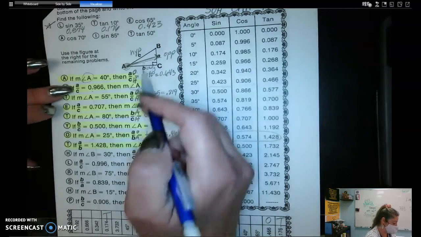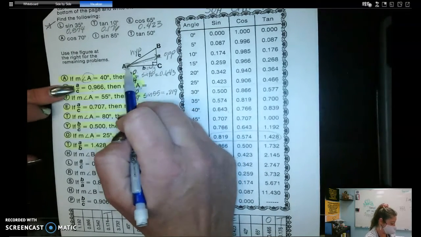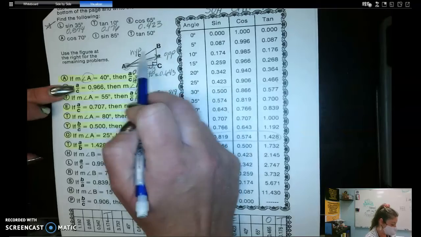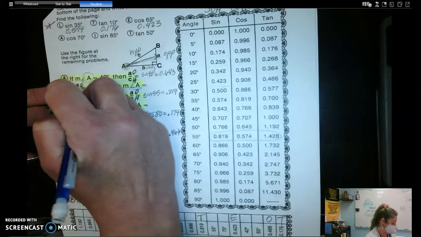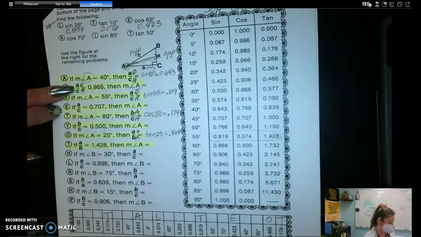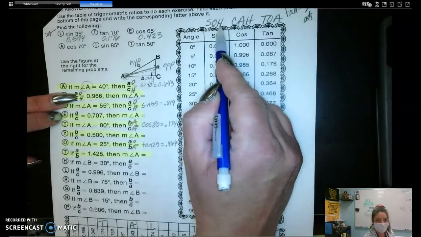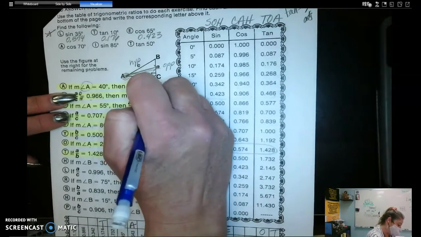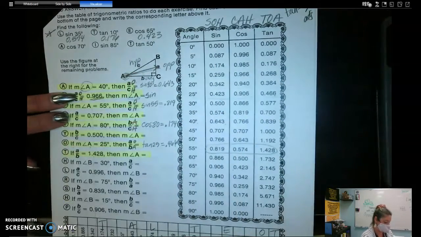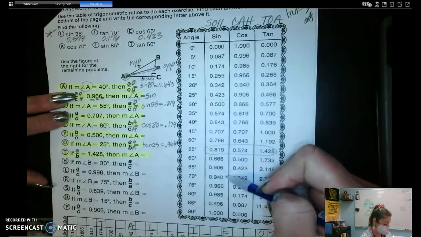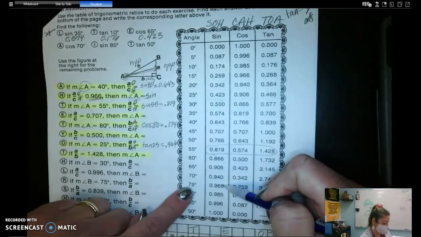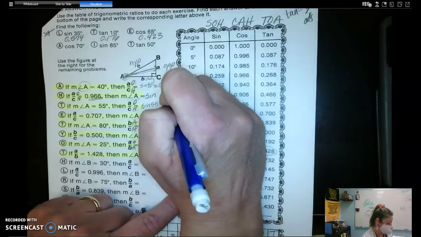So A over C. From angle A, we're looking at opposite and hypotenuse. SOHCAHTOA. Opposite and hypotenuse is sine, and so we want the angle where 966 is in the sine column. So in the sine column, 966 is at 75 degrees. So this answer is 75.